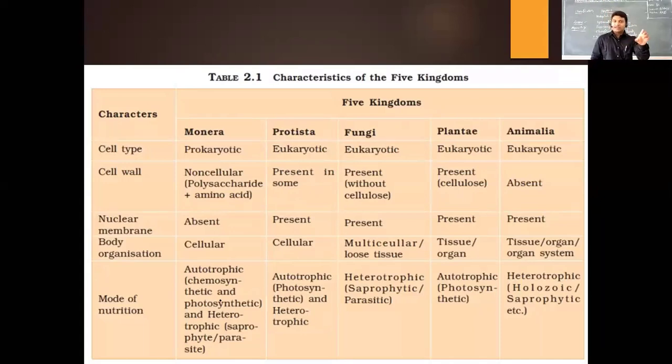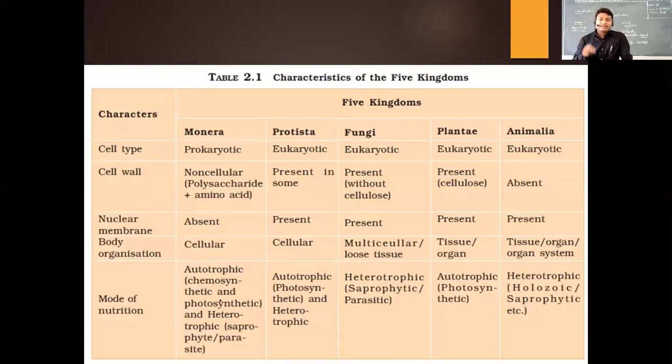Now here on the left side, what you see are the characters, some of the major characters that were taken into consideration. Cell type: you can see in the case of Monera, it is only prokaryotic organisms in the entire kingdom. The remaining four kingdoms are all eukaryotic. Remember that. I hope you all know the differences between prokaryotic and eukaryotic. Anyway, I hope you all have a basic idea of that. When we go to the later chapter, the cell chapter, we'll talk about that again in detail. Some differences we will anyway learn today also.